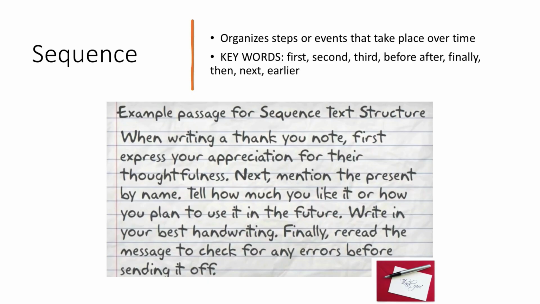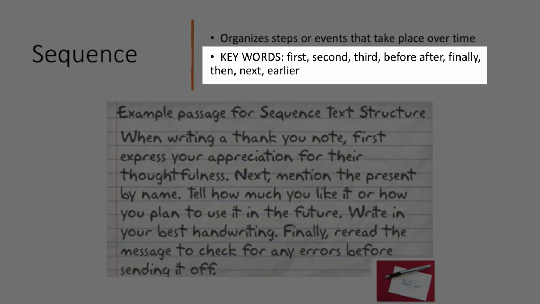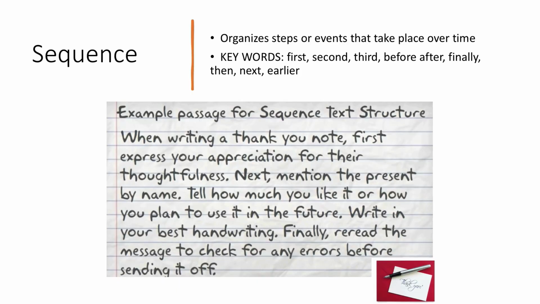The next text structure is sequence. Sequence organizes steps or events that take place over time or in order. Again, keywords that give you a clue that this is sequence. You can usually see the words first, second, third, before, after, finally, then, next, earlier. So those are some of the key words.